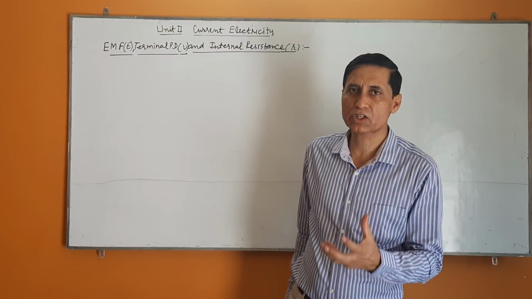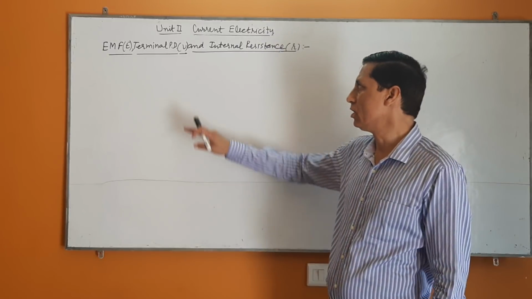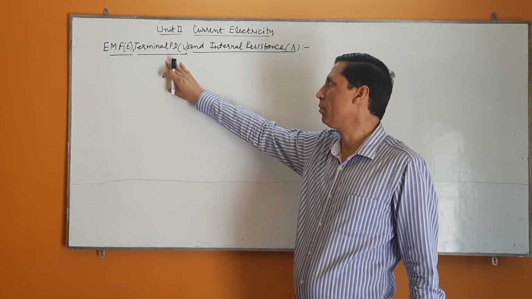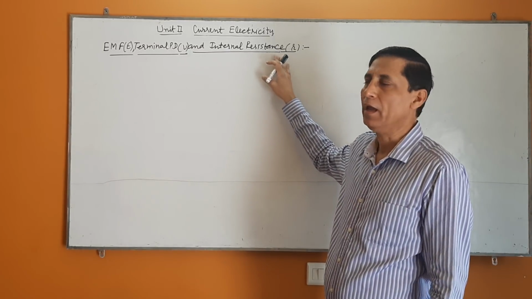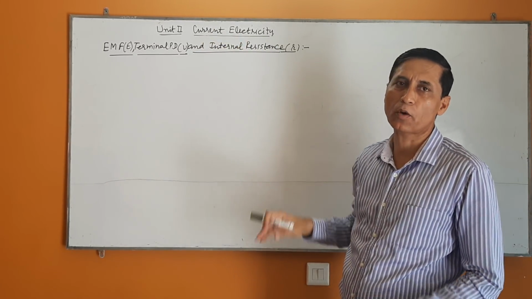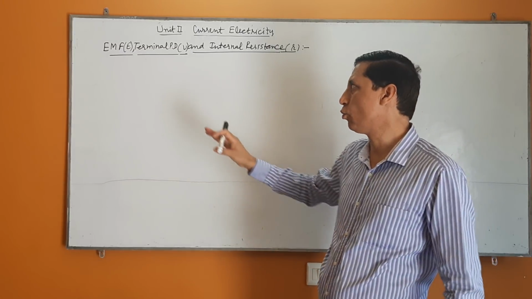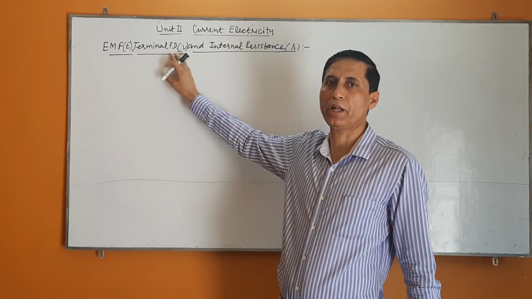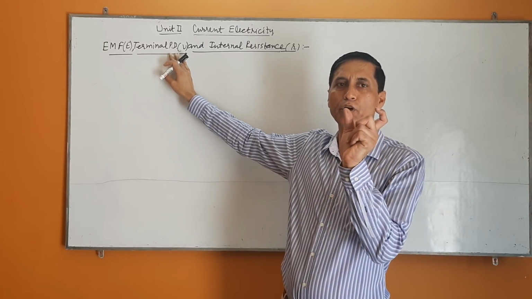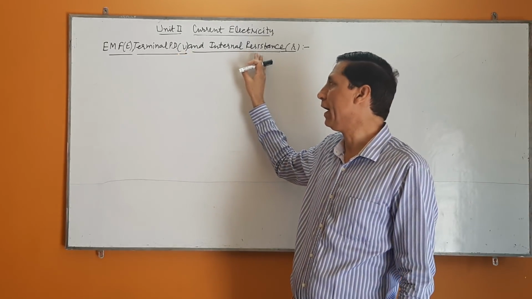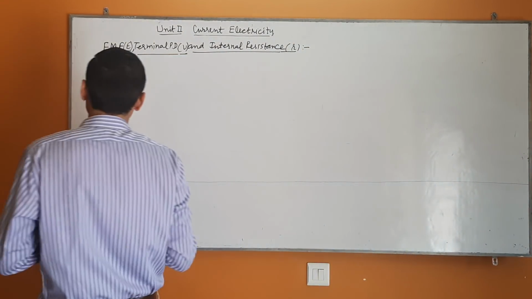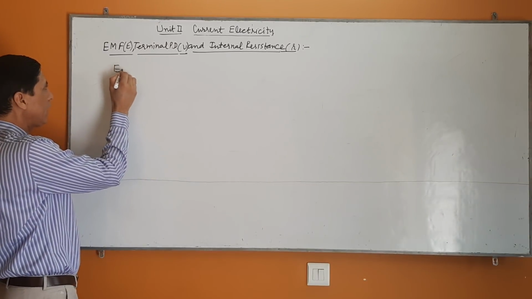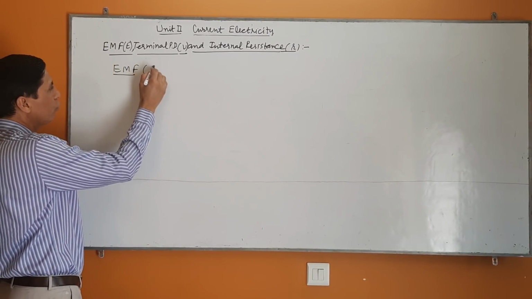Now we take the next topic, that is EMF, terminal potential difference and internal resistance. In current electricity, we come to the next topics: EMF, which is electromotive force, terminal potential difference, it's the potential difference across the terminals, and internal resistance. Let's try to understand each one of these terms. First is EMF, electromotive force.